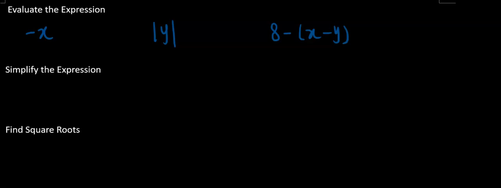Welcome back. We have 3 tasks to complete in this short lesson. The first one is evaluate the expression. Let's get this. X is -6 and Y is -10.